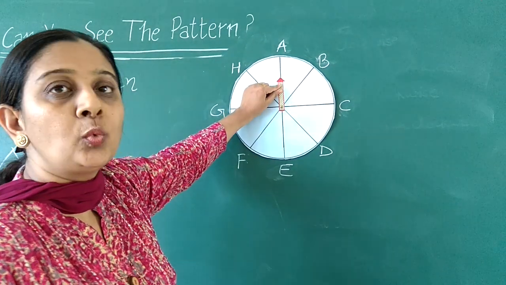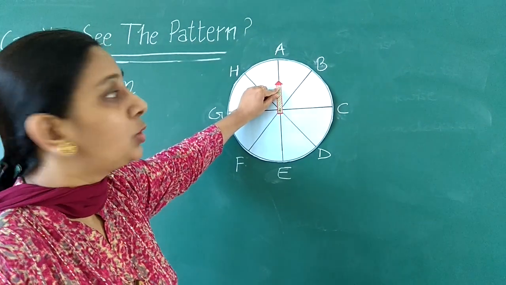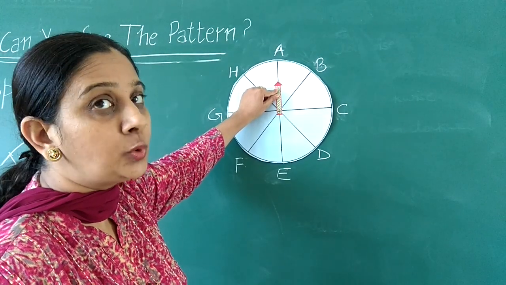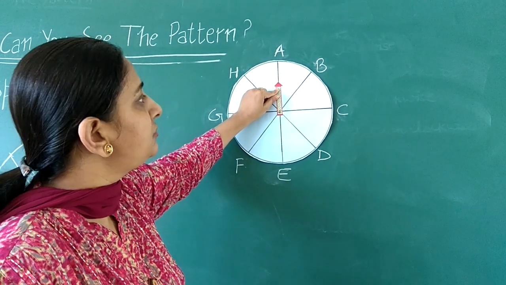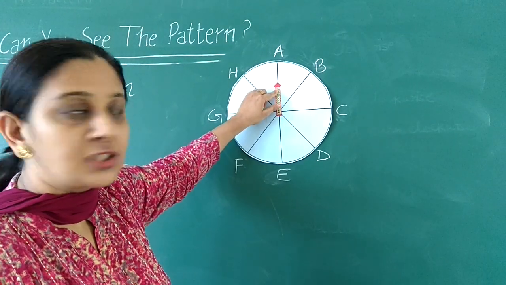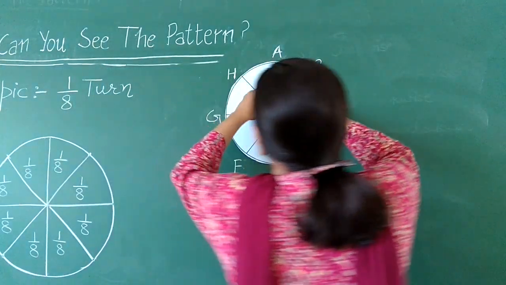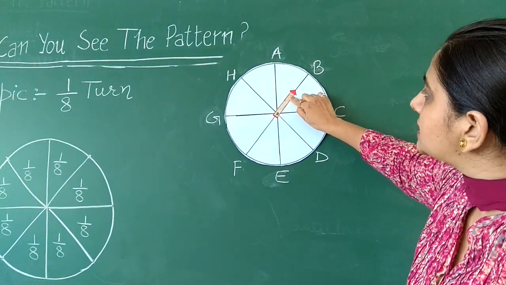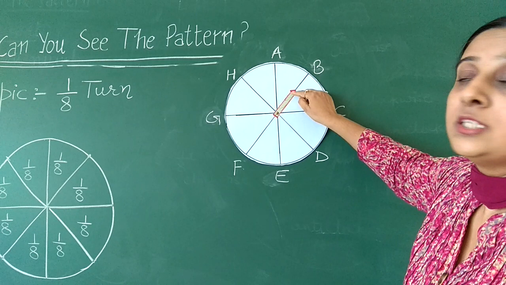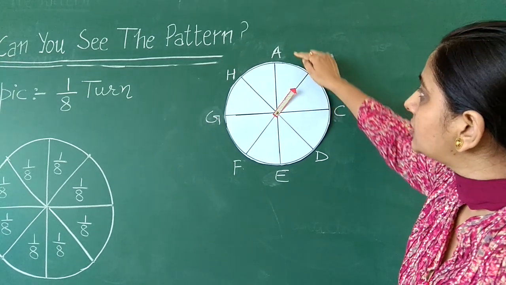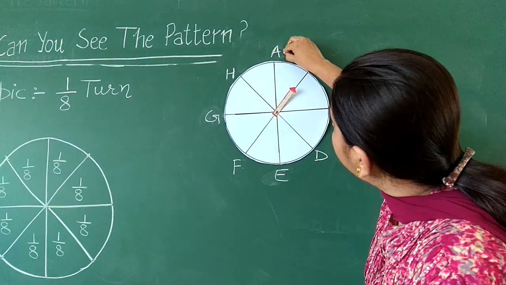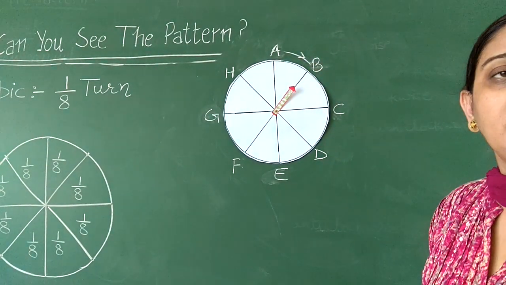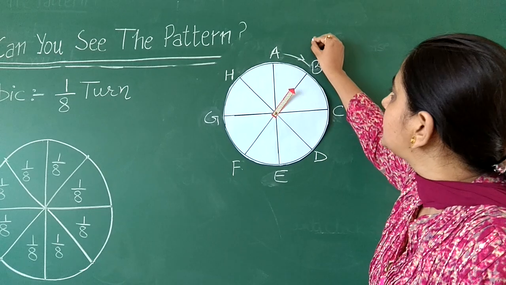Now after taking 1 by 8th turn in clockwise direction, this pointer will reach at which point, or in other words you can say it will be pointing towards which point. So after taking 1 by 8th turn in clockwise direction, it will be pointing towards letter B. So the movement of this pointer from letter A to letter B in this direction, we will call it as 1 by 8th turn in clockwise direction.